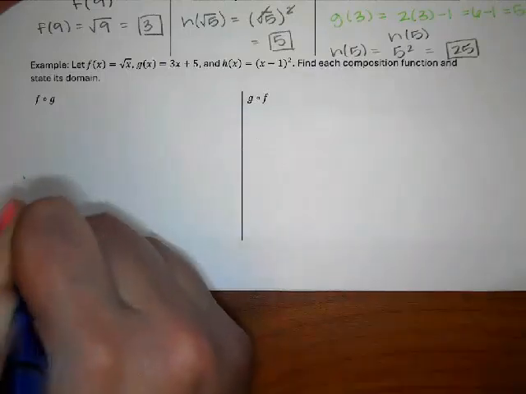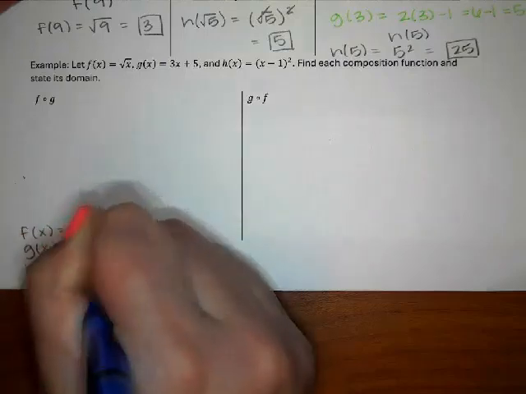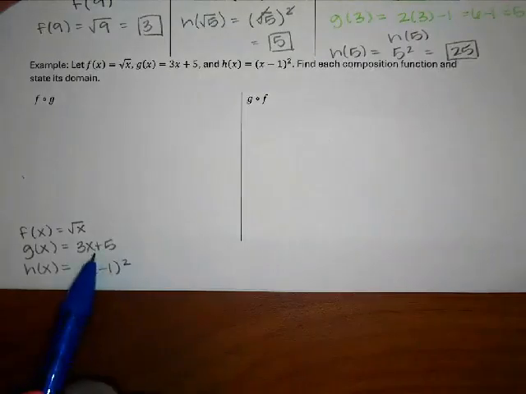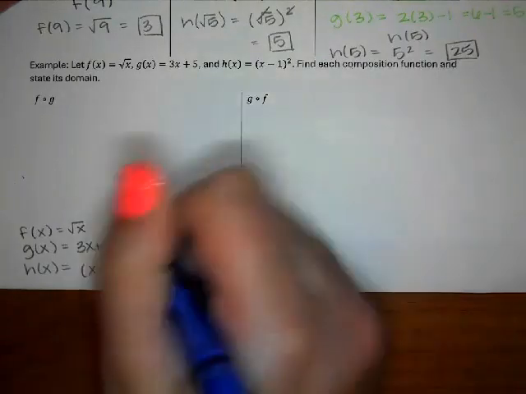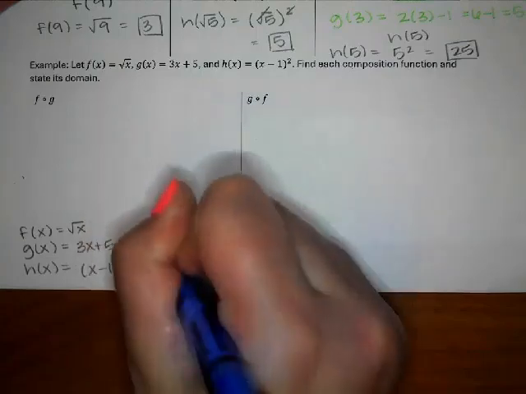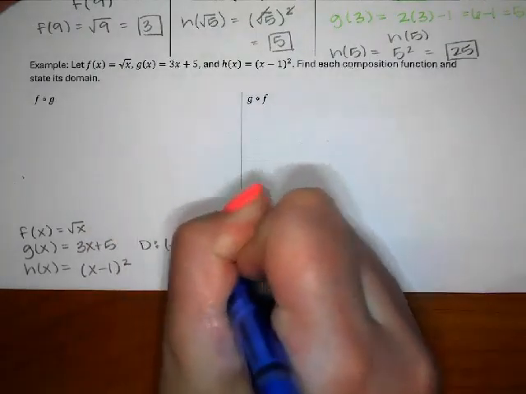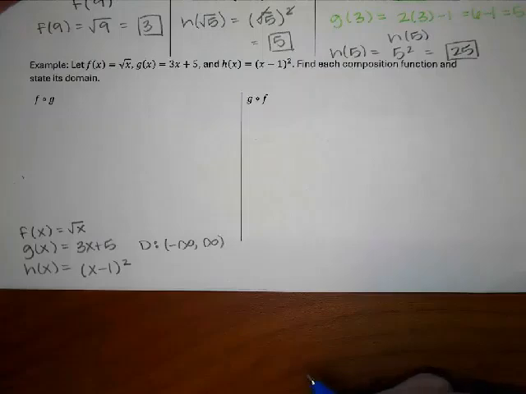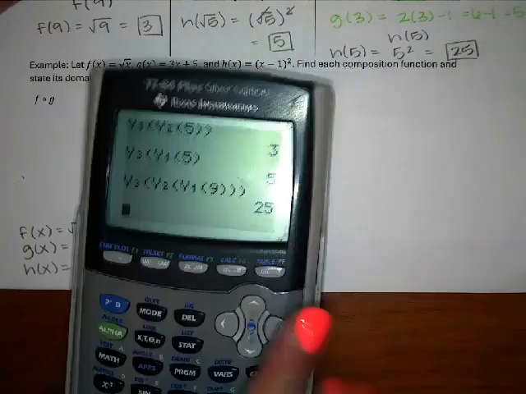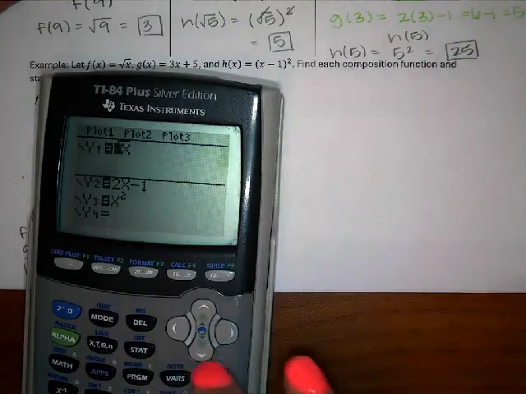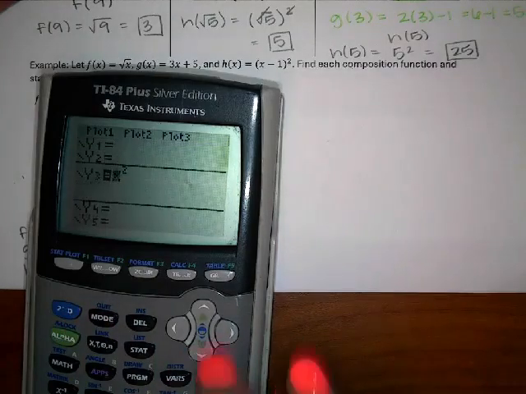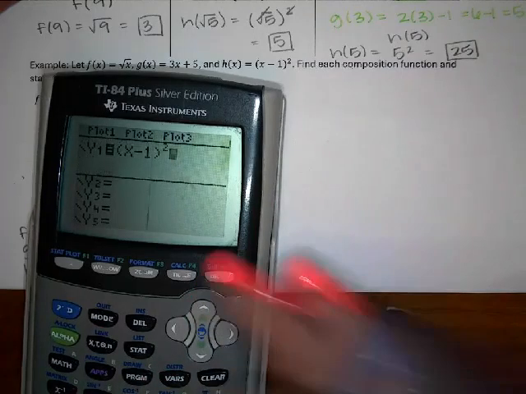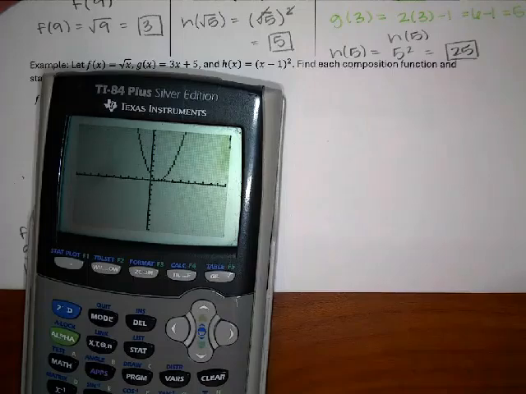Okay, so we have a straight line. We know the domain of a straight line is negative infinity to infinity. x minus 1 squared is a quadratic. It's just written in a different form, but I'll prove it to you. x minus 1 squared. There you go. You can see it's a quadratic. So again, the domain is all real numbers. You can have all the negatives. You can have all the positives.